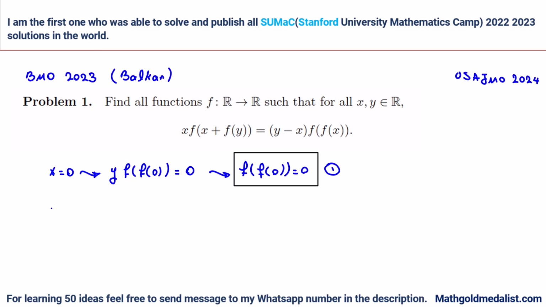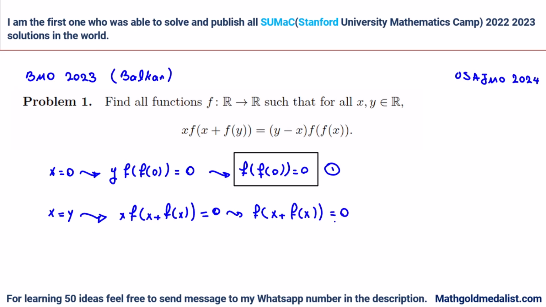So, in the next step, what have you done? I tried x equals y. Yes, good job. x equals y. Then we can say what? Then x times the bracket of f of x plus f of x equals 0. Then what can we conclude? The bracket f of x plus f of x is equal to 0. Why can we conclude this?